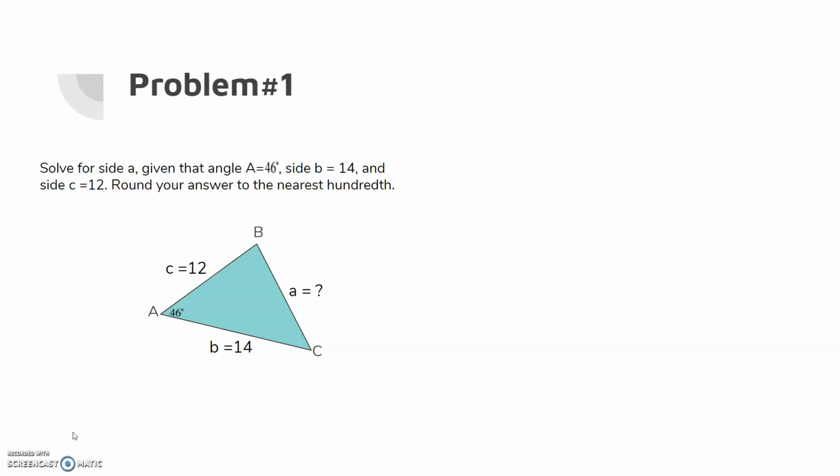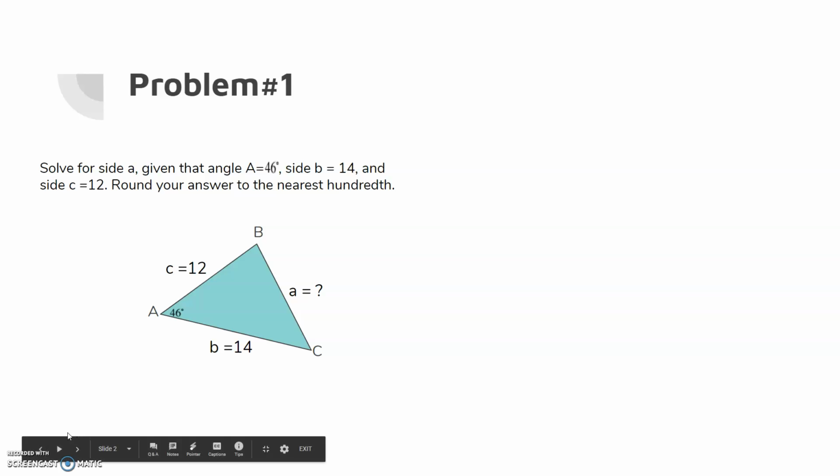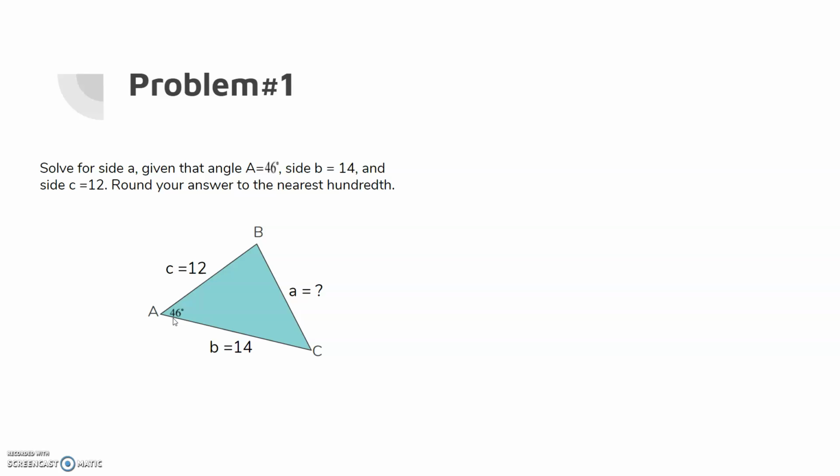It's problem 1, and in this problem we're given angle A and sides B and C, and we're asked to find side A. And when you're given two sides with an angle in between and asked to find another side, what should come to mind is the law of cosines, which states a squared equals b squared plus c squared minus 2bc cosine of theta.